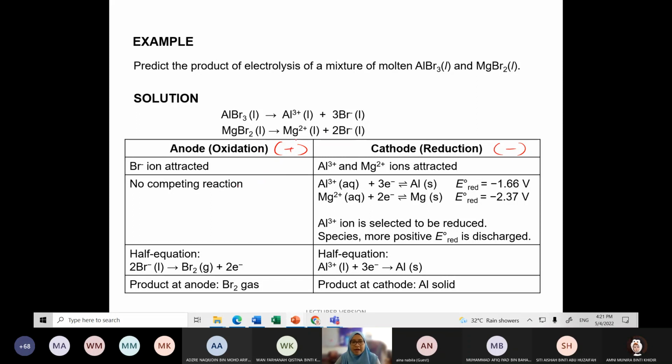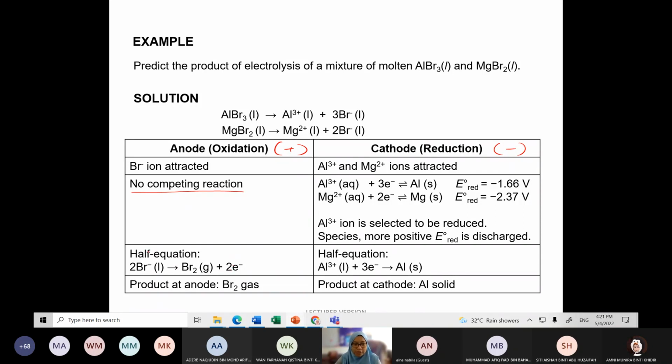So since we have only one species of negative ion, okay, dia tak ada chloride, dia tak ada iodide and so on. We have only bromide ion, so definitely bromide will be the one that is going to be discharged at the anode. There is no competing reaction. Sebab dia yang attracted and dia juga yang dipilih to be discharged.